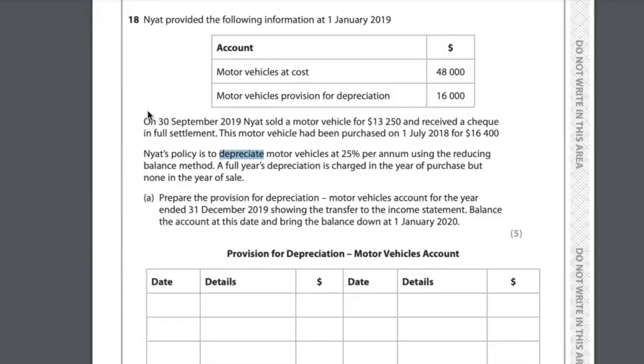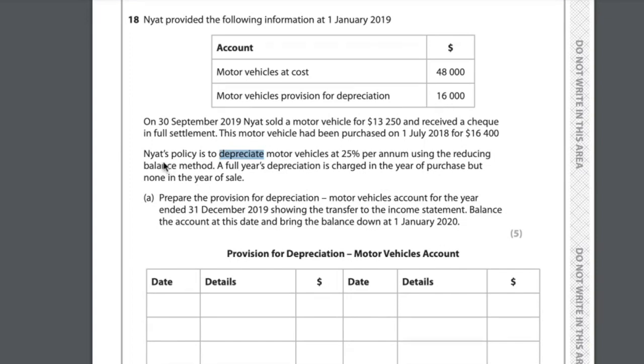Look at this. This is a question where they have given us an asset. The name of the asset is motor vehicle, and the cost of the asset when it was bought is 48,000. Now, the other thing we have is that whenever these assets were bought, the total depreciation so far, may it be 1 year, 2 years, 3 years, whatever, is 16,000. I hope this is also clear.